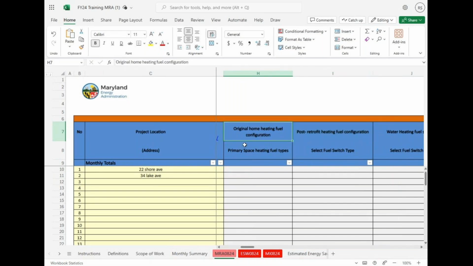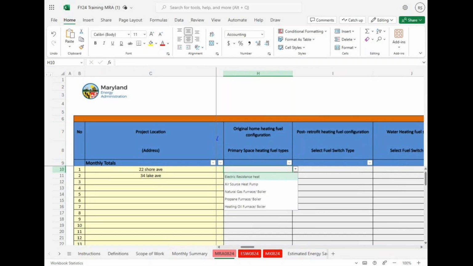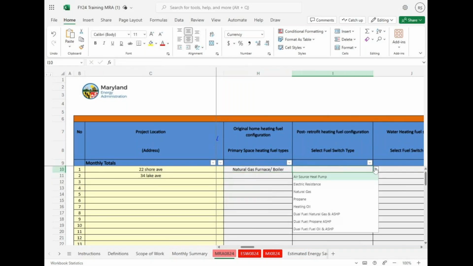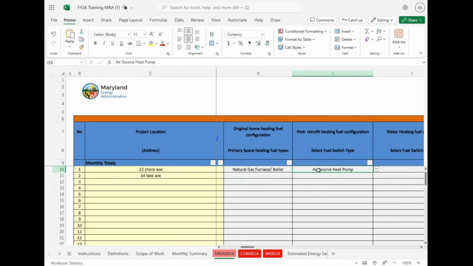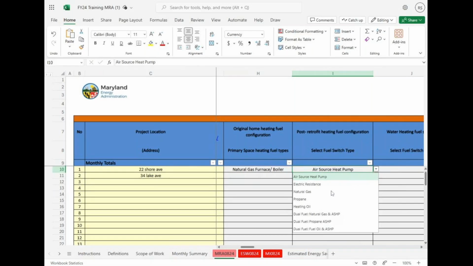So here we have our original home heating fuel configuration. So please let us know what the home was heated with. Was it electric resistance? Heating oil furnace/boiler? Please indicate what those are. So in this case, after the work is done, let us know if you changed. Say you went from natural gas, and say we changed it to an air source heat pump. Okay, please let us know. If there was no change, just keep it to the same exact measure.